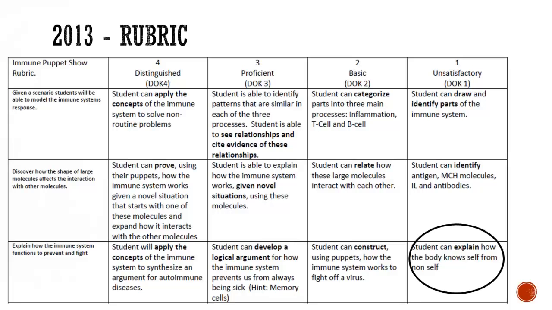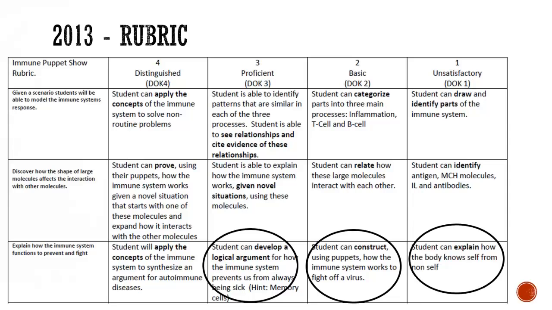The first thing a student should master is being able to explain how the body knows self from non-self. Then it provides the next step, construct how the immune system would work to fight off a virus. Then it moves to being able to create an argument. This rubric can be pulled out during the learning to identify where the student is in the learning process. Ideally, it helps a student to self-assess.